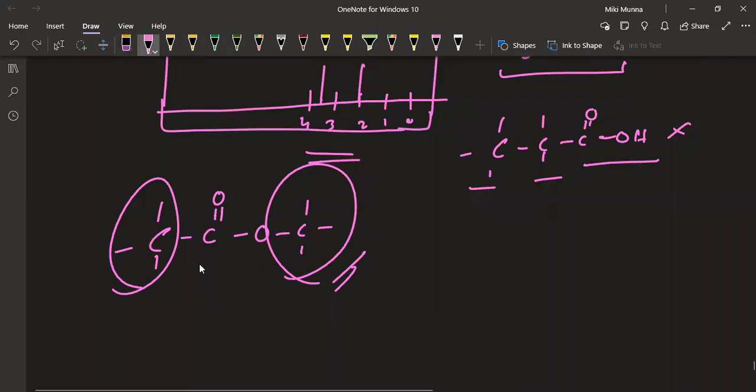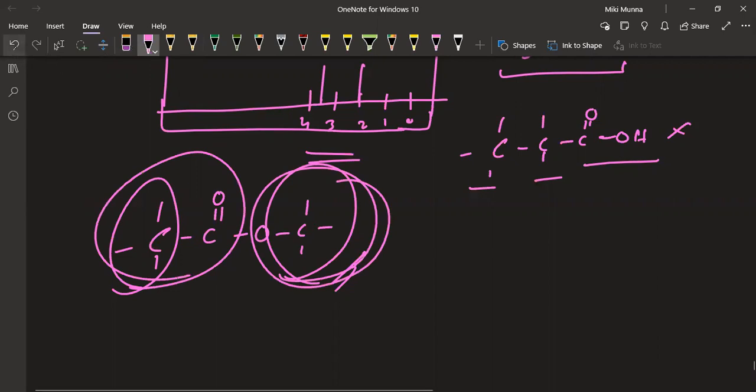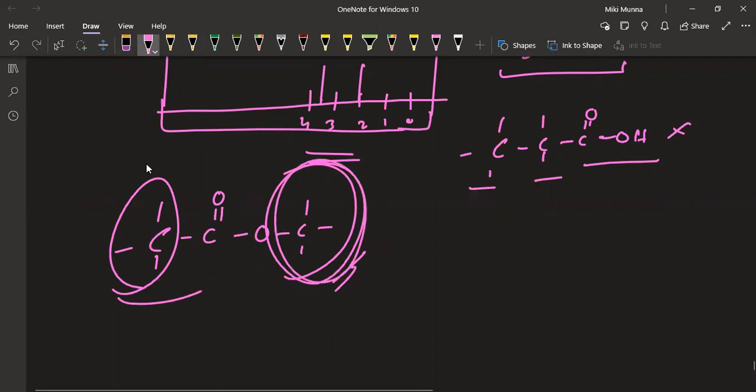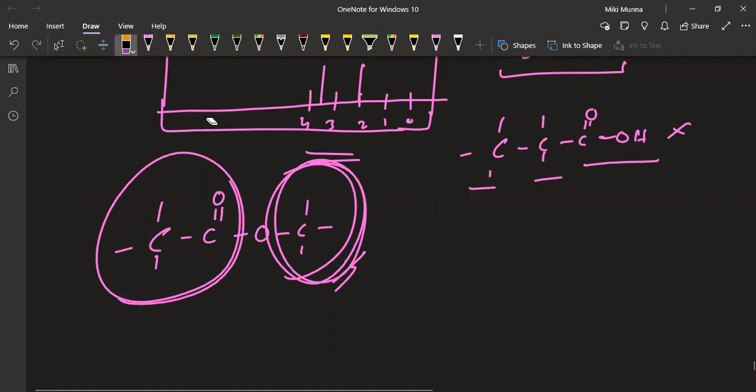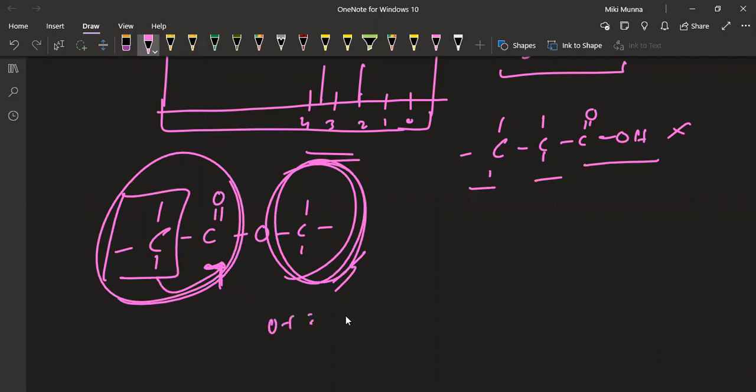That means the two possible environments are, this is one environment, this is another environment. I mean, this oxygen itself is another environment. These are the two possible environments. So we have two environments here. And this carbon's neighboring carbon has 0 hydrogen. That means 0 plus 1 is 1, a singlet. And this carbon does not have any neighboring carbon atom. Actually, this is CH3O. This is a CH3O group.